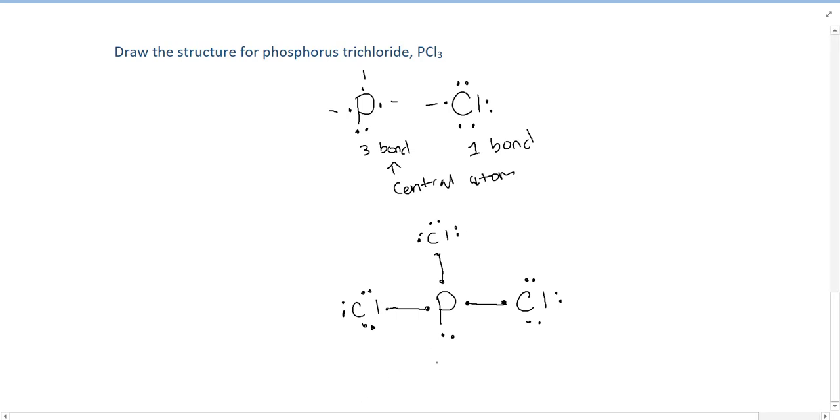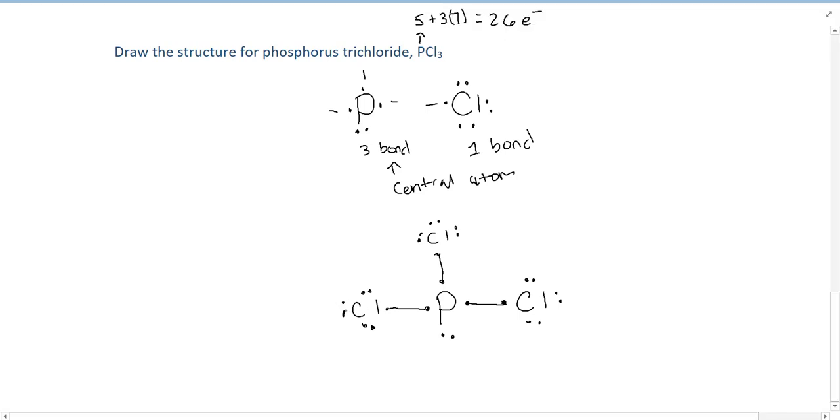Let's double check that we didn't use too many electrons and that everybody has an octet. So the number of electrons available for bonding is the total number of valence electrons. Phosphorus being in group 5 gives us 5 valence electrons. Chlorine being in group 7 gives us 7, and we have 3 atoms of chlorine. So 21 plus 5, we have 26 electrons. Let's count to make sure we still have 26 electrons in our structure.